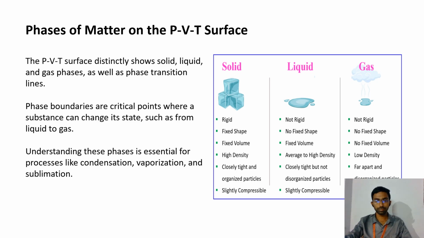Solid: it has a rigid and fixed shape, fixed volume. It has high density, closely packed and organized particles, and is slightly compressible. Liquid: not rigid, no fixed shape, but has fixed volume, average to high density, closely packed but less organized particles, and is slightly compressible. Gas: not rigid, no fixed shape, no fixed volume, low density.